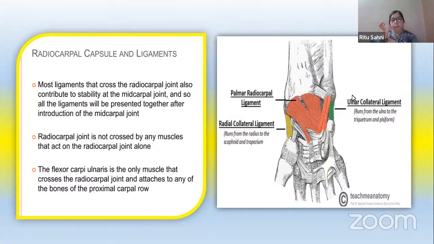So that means no muscle other than the flexor carpi ulnaris crosses the radiocarpal joint and attaches to the bones of the proximal carpal row. This is also an important point whenever we see the myofascial structure. First we have to treat the articular structures, then we look at the flexor, because it is on the ulnar side and is the flexor of the hand. The muscle crossing the radiocarpal joint is important to release if there is any adhesion or tightness.